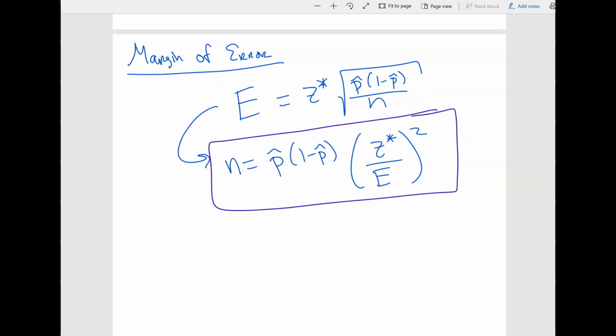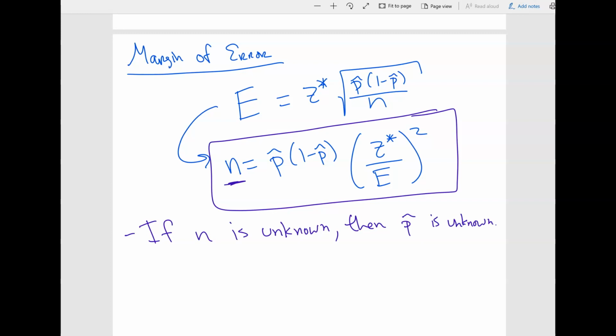So if n is unknown, right? Because in this case, we don't know what n is, then p hat is unknown as well. Which is a problem, right?